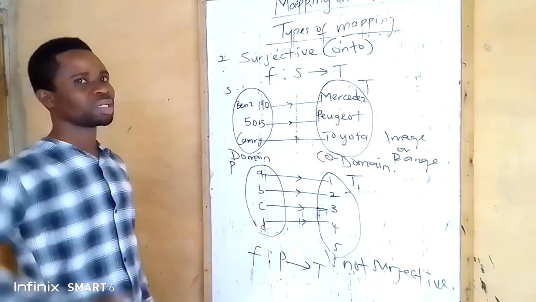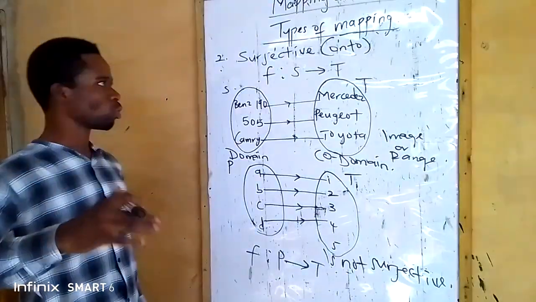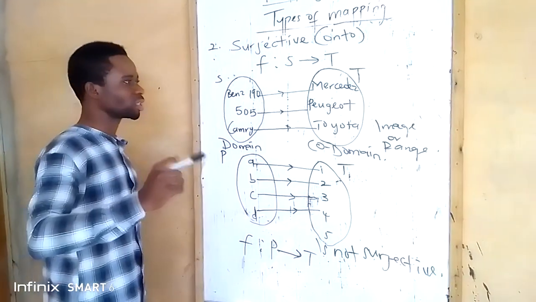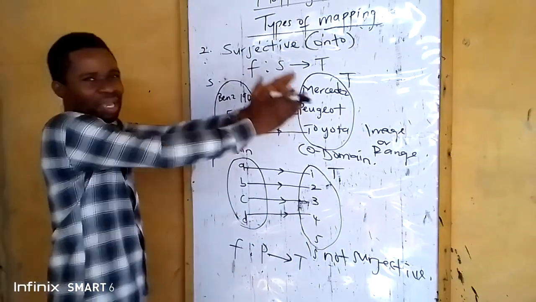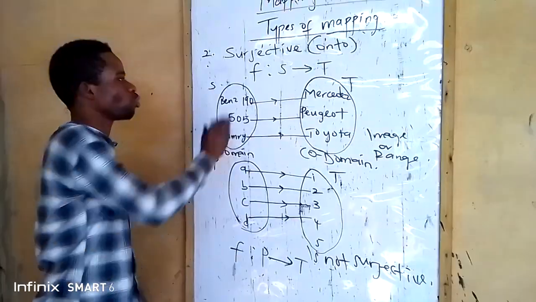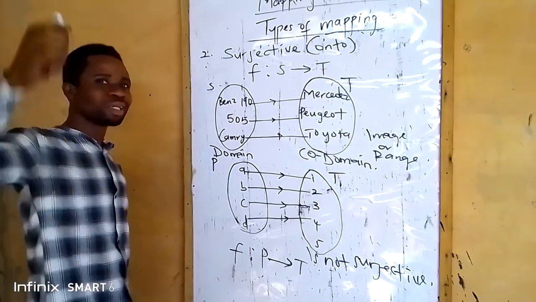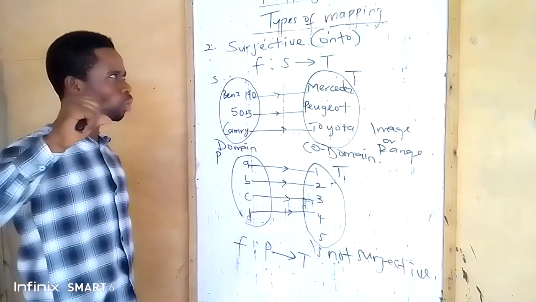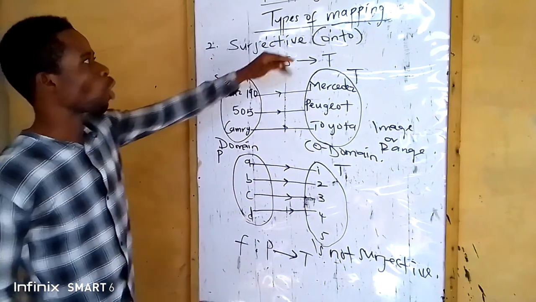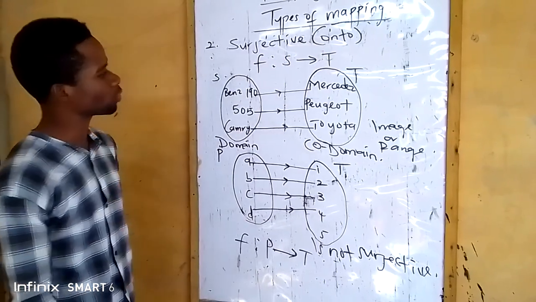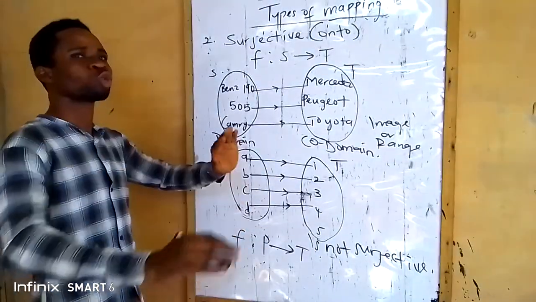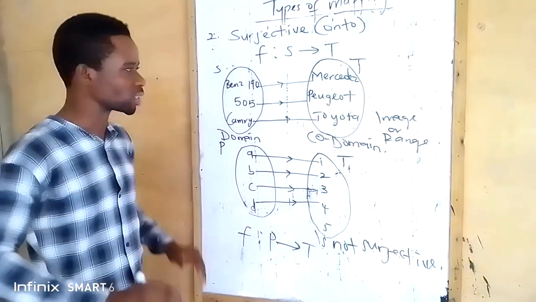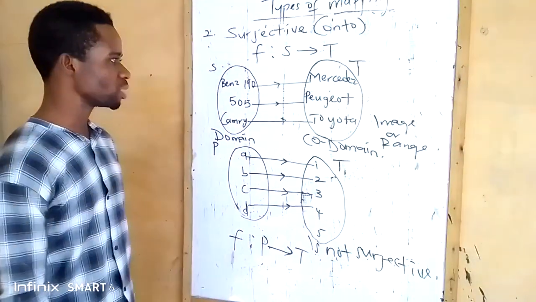Don't forget, injective is one-to-one. Injective is just saying that all the elements in the domain must be uniquely paired with elements in the codomain. That means one for one. That's why we call injective one-to-one. But surjective is different, and another name for surjective is onto.